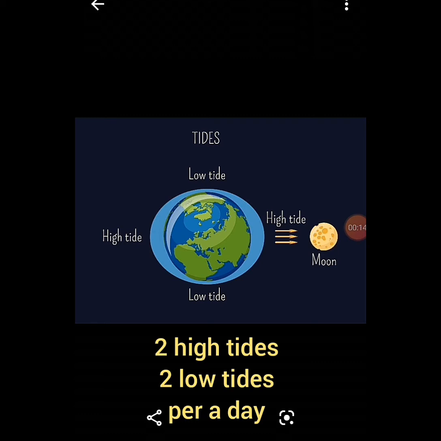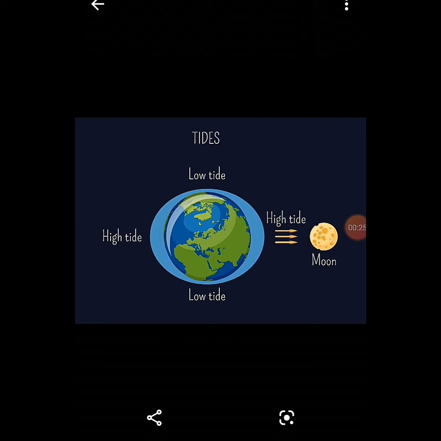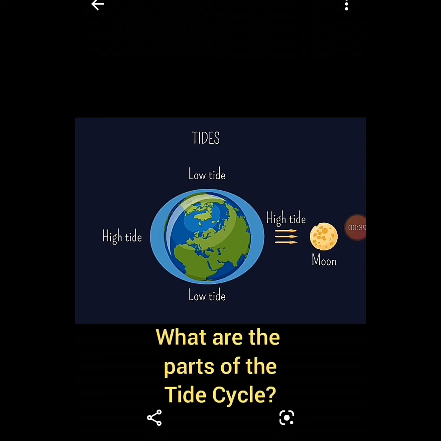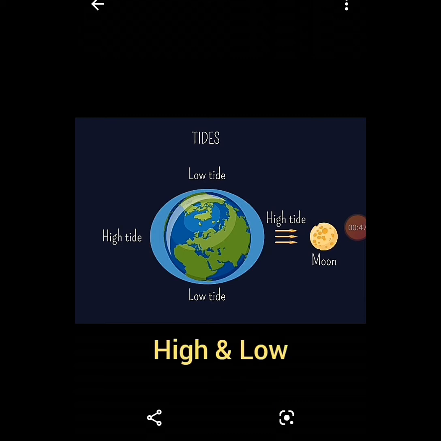So, is it a cycle? Yeah. Tides are considered a pattern. Do you know why? Because the ocean water rises and falls over and over again, as you see in the picture. What are the parts of the tide cycle? High tide and low tide.